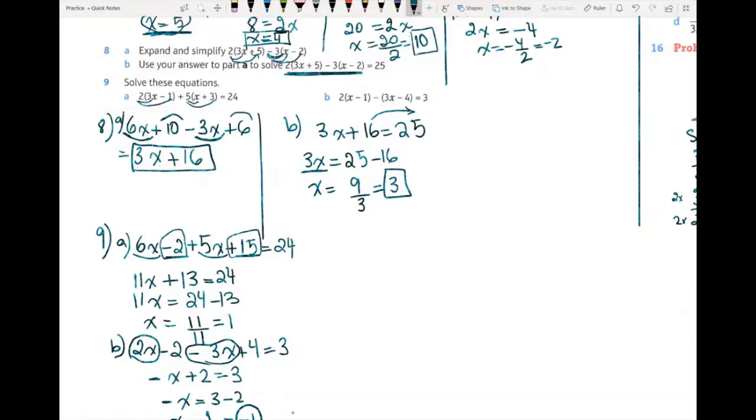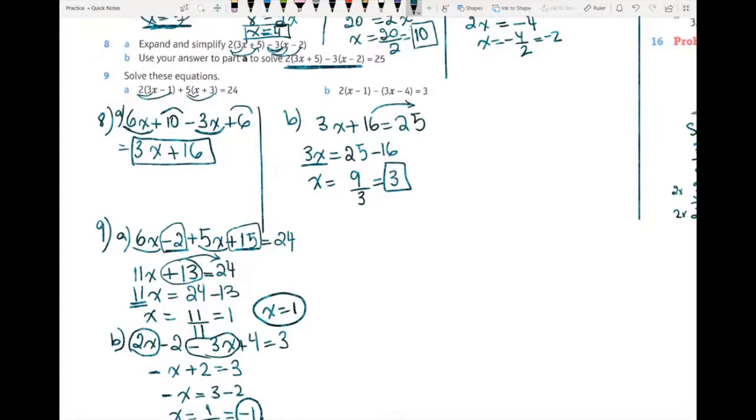So 11x is equal to 24 minus 13, because you need to take this to the other side in order for you to solve for x. Then you divide by 11, so 11 over 11 is 1, so x is equal to 1.